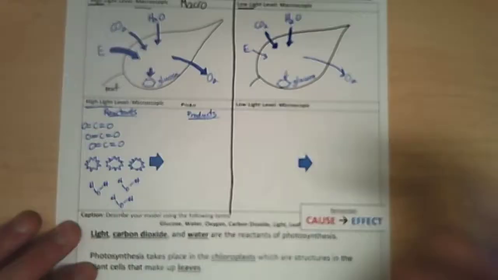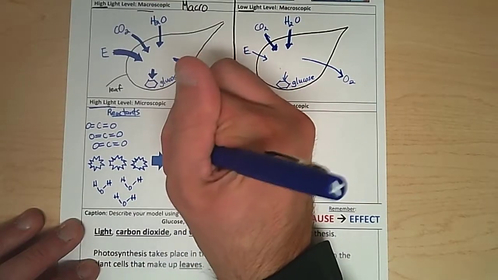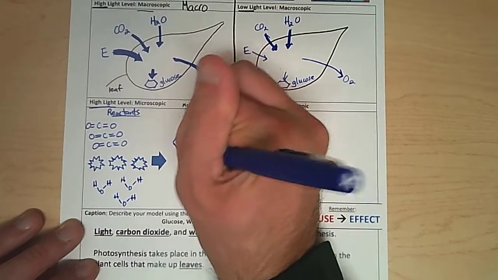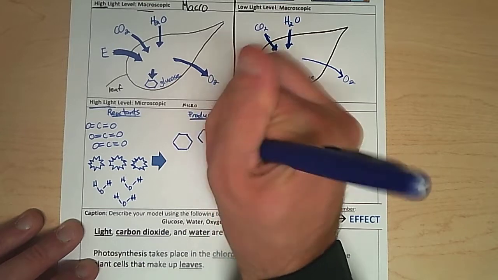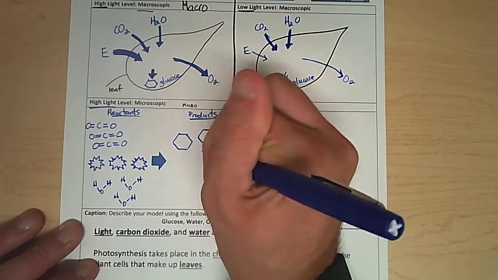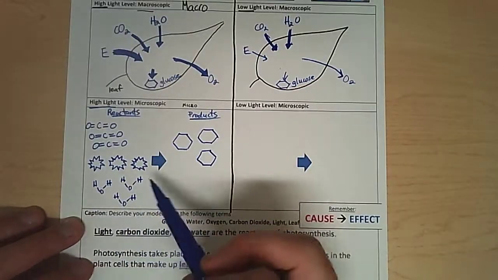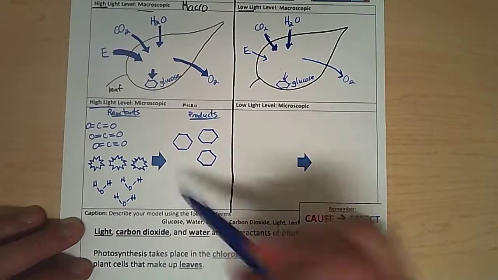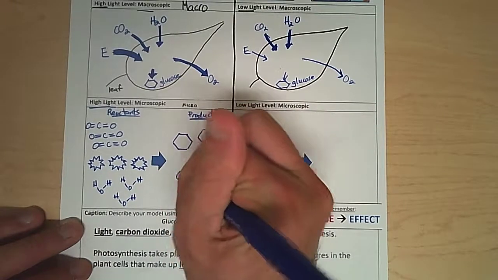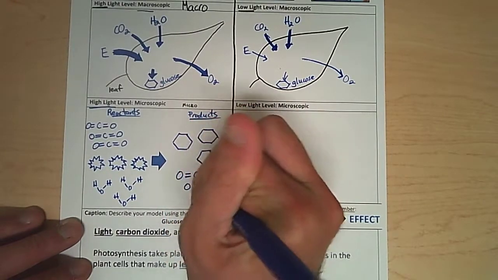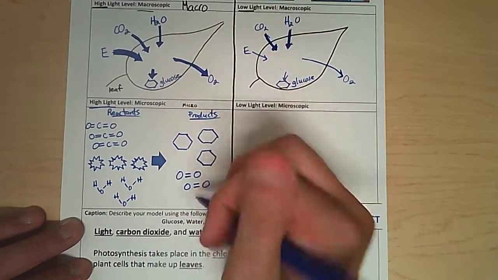All right. Now from that, we're going to get products. We're going to get glucose, and we don't need to really get into the details of exactly how many glucose molecules you're going to get, exactly how many oxygen molecules you're going to get. But in general, I'm going to say, if we have 3 of each over here, I'm going to make 3 of each over here. So our products are going to be glucose and oxygen.